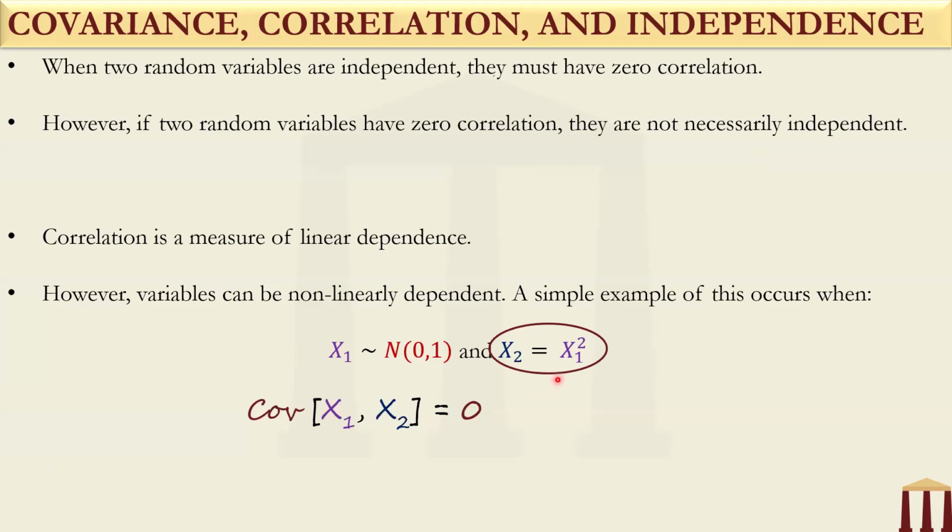But is there no relationship between X2 and X1? Of course they are related. X2 is equal to X1 squared. So they are related. Got it? So a linear relationship might not be there, but there can be some other kind of relationship.